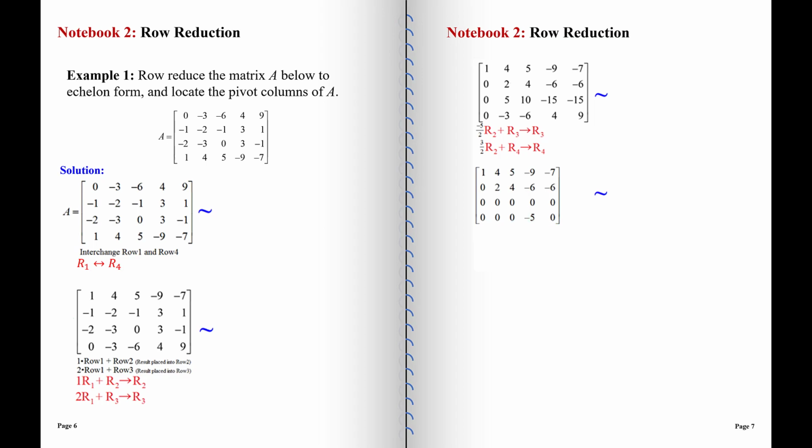Now, what is our next decision? Well, we see a row of zeros in the third row. We need that to be below any non-zero row, so I think we should do a row switch. Let's interchange rows 3 and 4. Doing so yields the following.